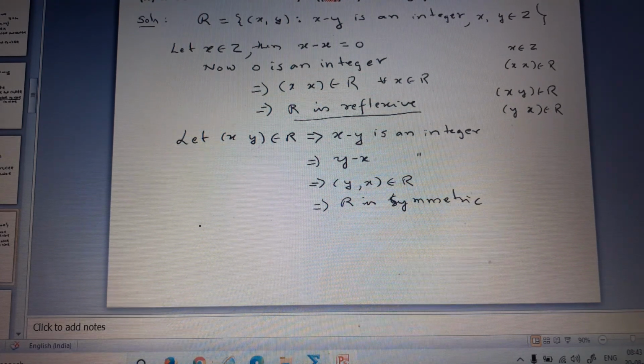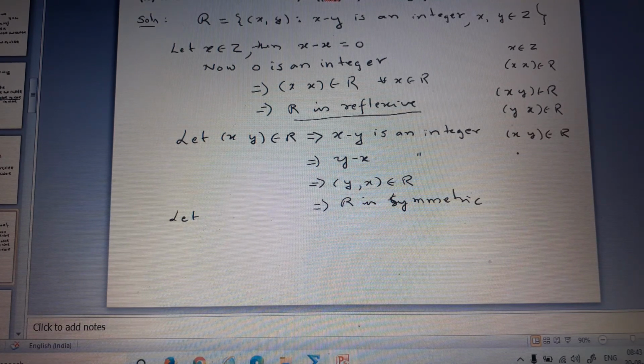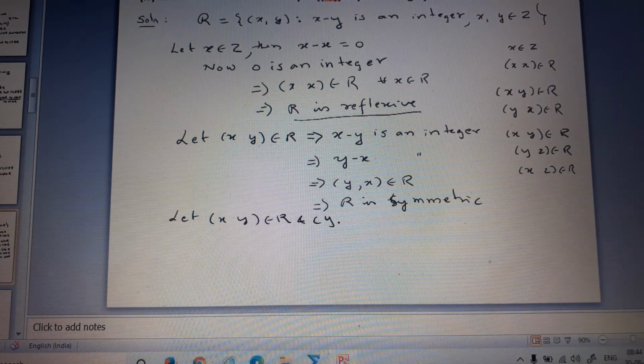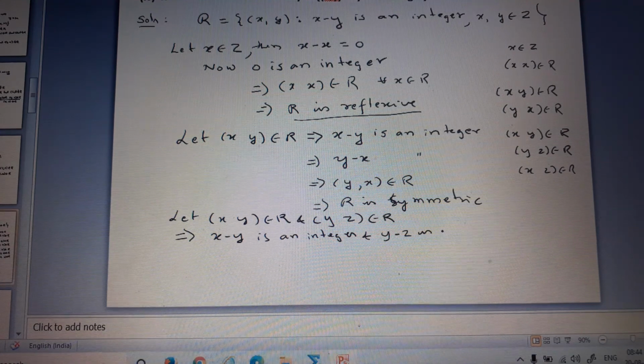Now how to establish transitivity? For that we have to take: what is the condition for transitive? (x, y) belongs to R and (y, z) belongs to R. Then we have to show that (x, z) belongs to R. So now let (x, y) belong to R and (y, z) belong to R. This implies x minus y is an integer and y minus z is an integer.